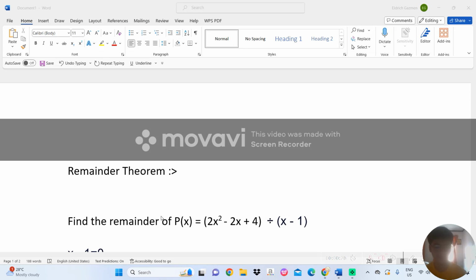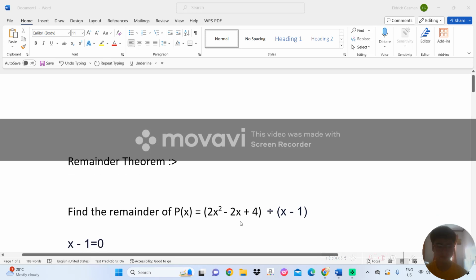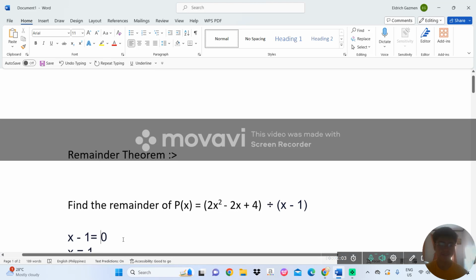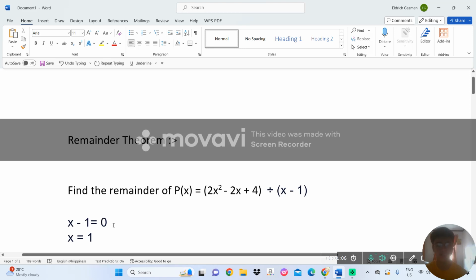Find the remainder of a polynomial function 2x squared minus 2x plus 4 divided by x minus 1. So first, we have to solve the x of our divisor. Our divisor is this one. This is the dividend. So we solve this so we can find a value to replace all the x here. So we write it down. So x minus 1 is equal to 0. We transpose negative 1 to the other side, so it turns into x equals 1.